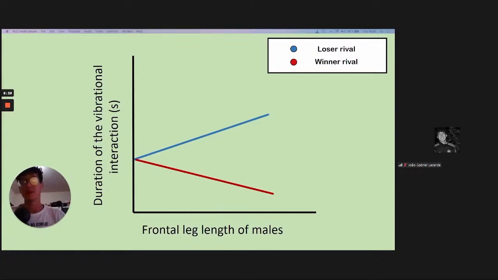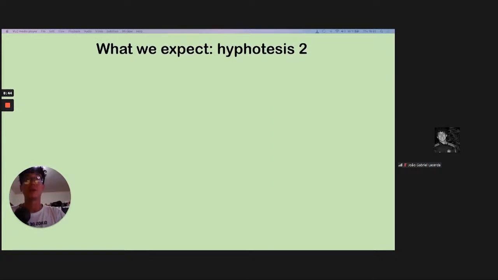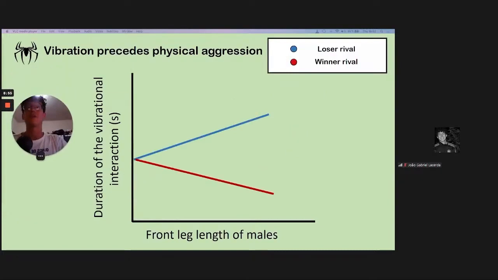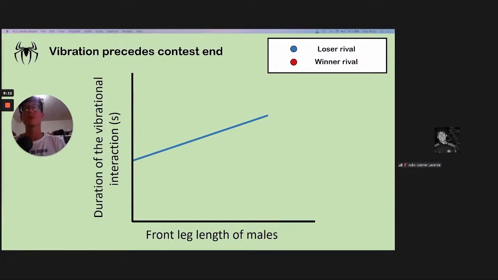Okay, and what do we expect for our second hypothesis? We have males that can be performing a mutual assessment strategy, and males that can be performing a self-assessment strategy. So for fights that precede physical aggression, where males can be adopting a mutual assessment strategy, we predict the same predictions as our first hypothesis. On the other hand, for vibrations that precede the contest end, we predict only a relationship between the duration of the vibrational interaction and the front leg length of loser males. We only expect this positive relationship.